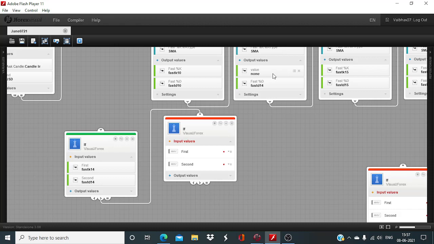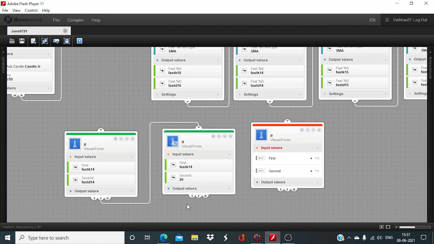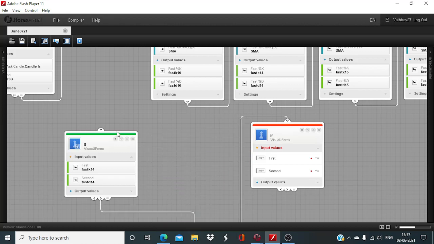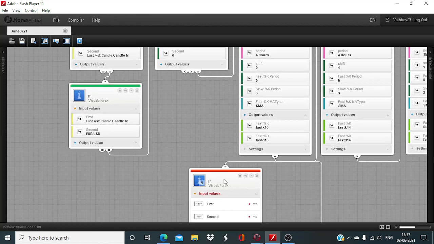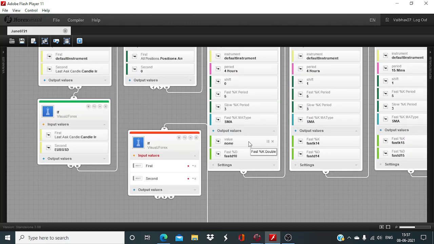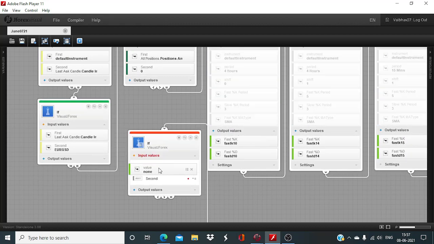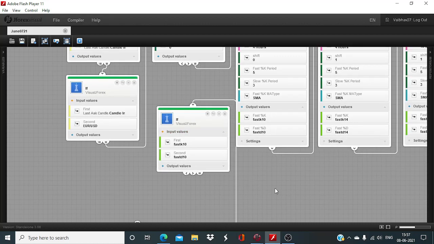But this fast percent K needs to be below 20. So its output will be kept on the higher side. First input less than second input. After that, we will consider the current fast percent K and fast percent D. And in this case, we will need fast K10 to be above fast D10.